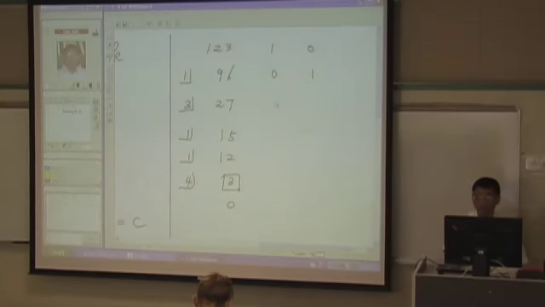Then we do the same thing. Multiply this and subtract from the top, from this portion. Multiply this and then subtract. Multiply this and then subtract. Multiply this and then subtract. Done.